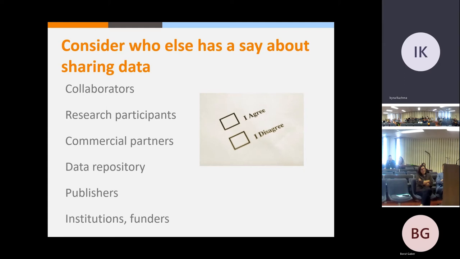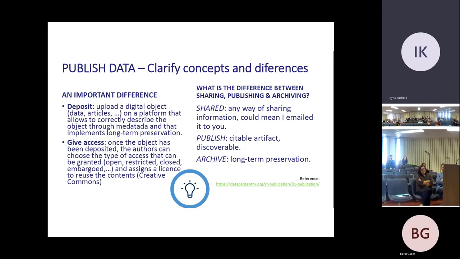And now a number of publishers started requiring data availability statements. So if you already know in which journal you would like to publish your research, please check what the data policy of that journal is. And then, of course, the requirements of your institutions and your funders.